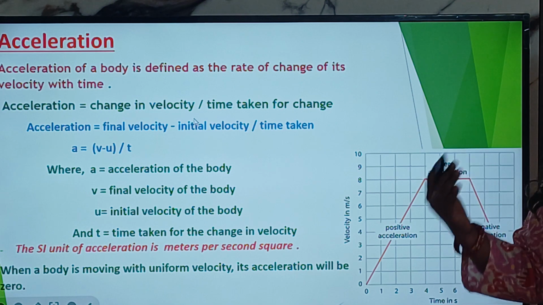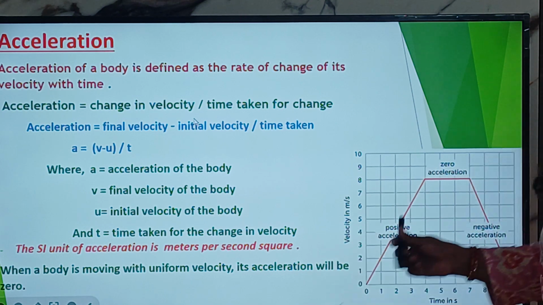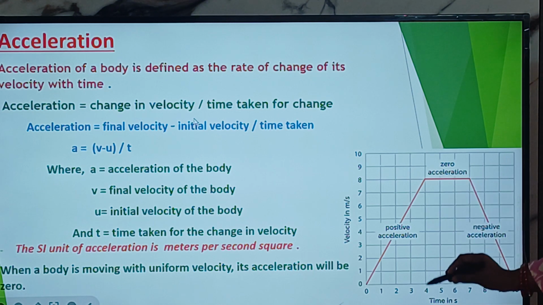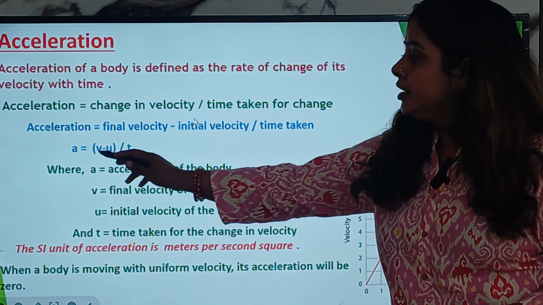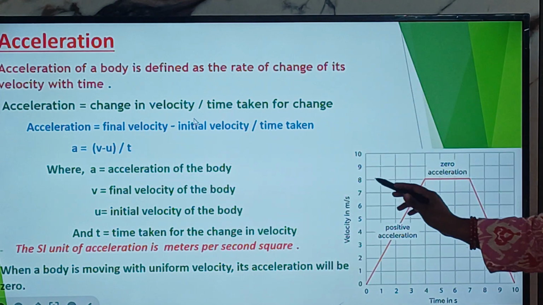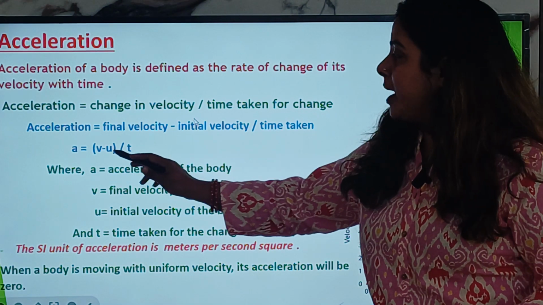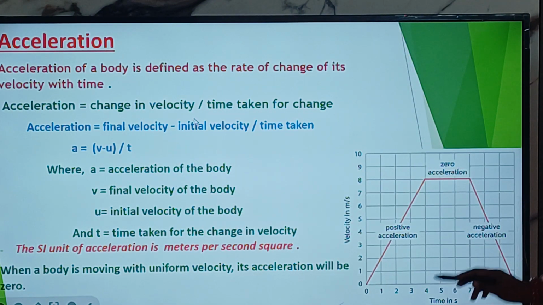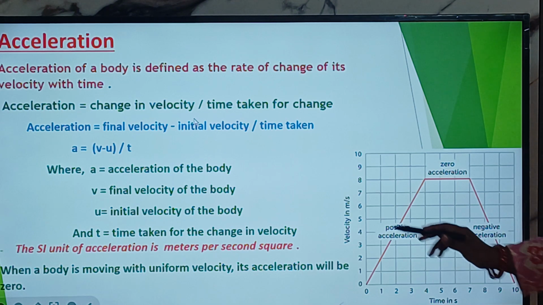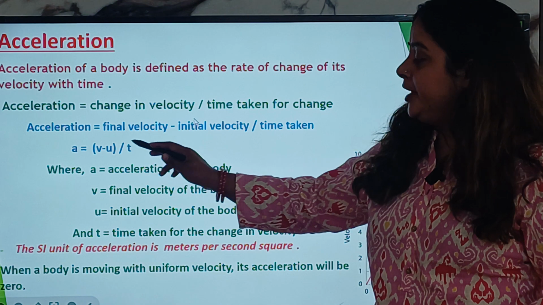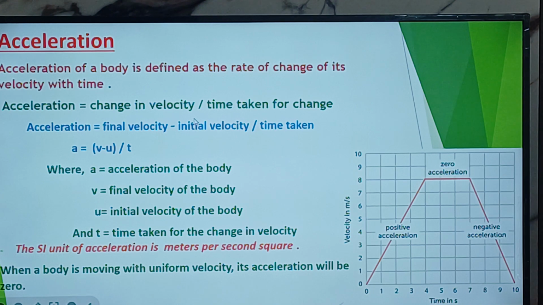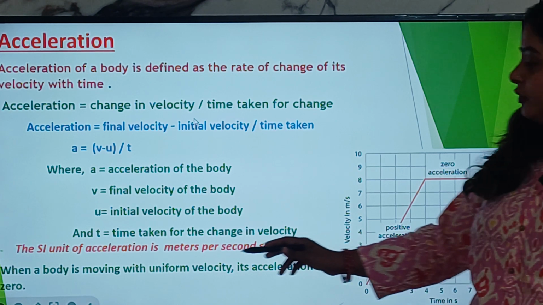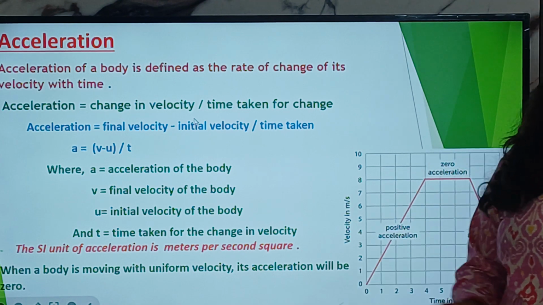Why? Because acceleration means, beta, change in velocity. And if there is no change in velocity, you can see that from 4 second to 7 second the velocity is the same, that is 8 meter per second. So when there is no change in velocity, that is v minus u, suppose here the velocity is 8 meter per second, so 8 minus 8, and the time is 7 minus 4, which is 3. So 8 minus 8 divided by 3 is equal to 0. This means the acceleration of the body is 0 when the velocity of the body is uniform. I hope this concept is clear to you.